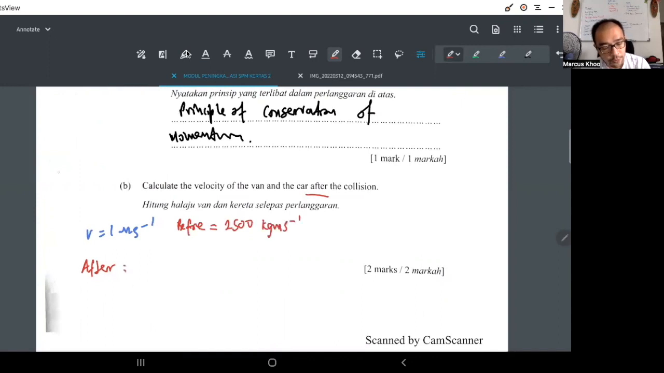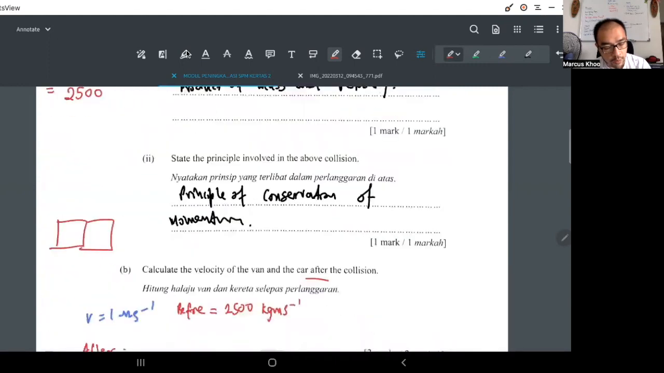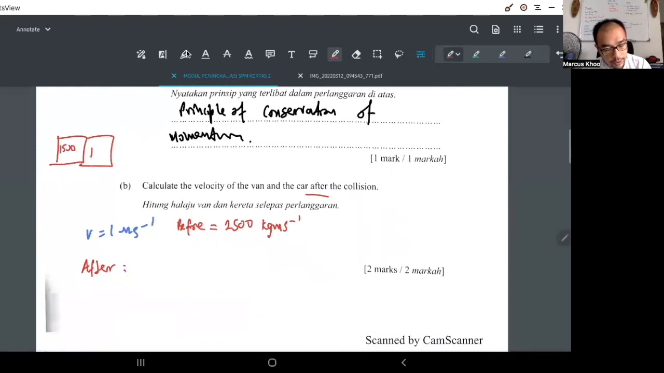Okay, after, if we consider this one after, both the 1,500 and 1,000 kilograms will move together. So the momentum will be 1,500 plus 1,000 times the velocity after, so it will be 2,500 V. Now according to the principle of conservation of momentum, before equals after. So 2,500 equals 2,500 V, so V will be equal to 1 meter per second.